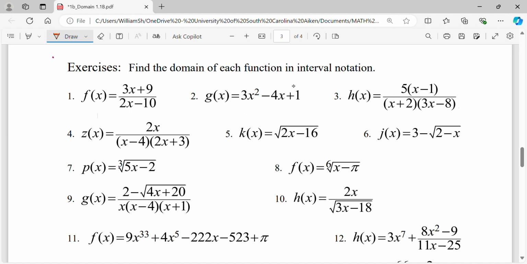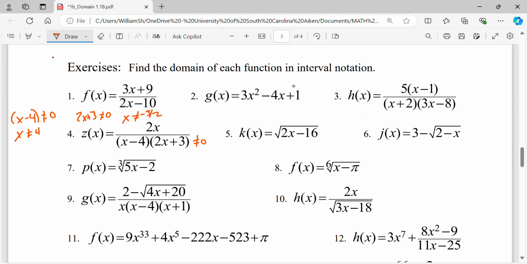Now 4 says z of x equals 2x divided by x minus 4 times 2x plus 3. Okay. Now the restriction here is in the denominator. It cannot be equal to 0. So x minus 4 cannot be equal to 0, and also 2x plus 3 cannot be equal to 0. So this means that x cannot be equal to 4, and it also means that x cannot be equal to negative 3/2.